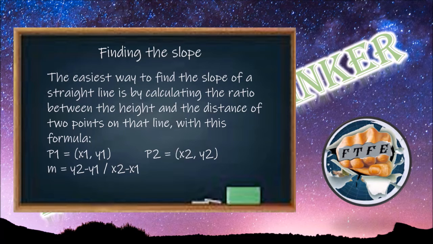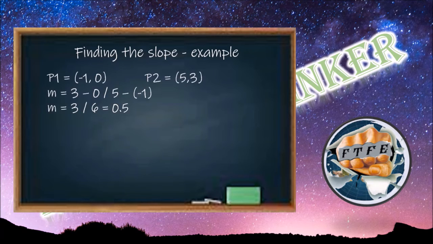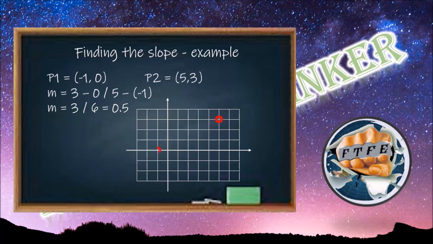The logic is clear. If y changes according to x, then the slope is the change in y relative to the change in x. That is, if we take the point (5,3) and the point (-1,0), then m equals (3 minus 0) over (5 minus -1) equals 3 over 6 equals 0.5. And as you can see, this line really ascends upward 1 step on the y-axis for every 2 steps on the x-axis.